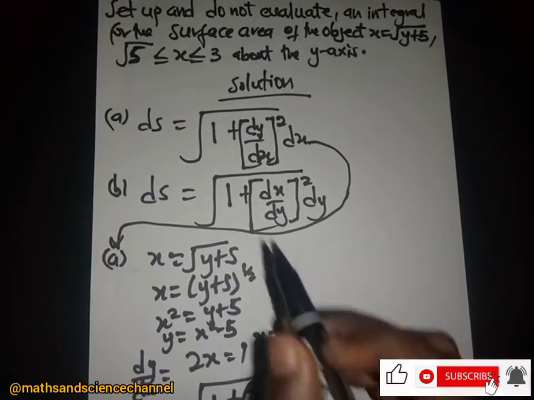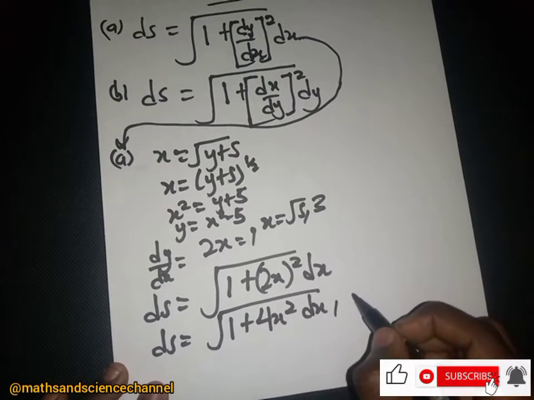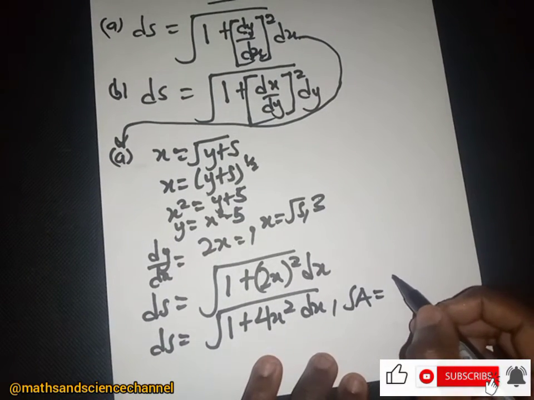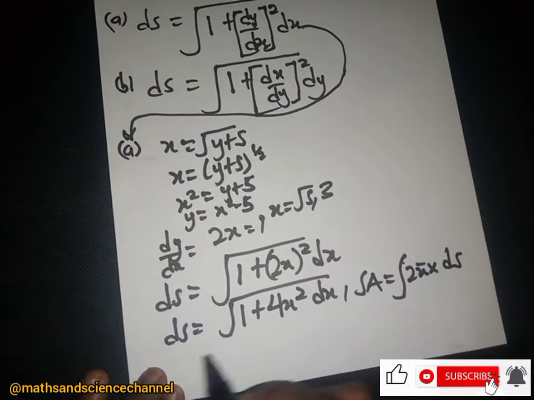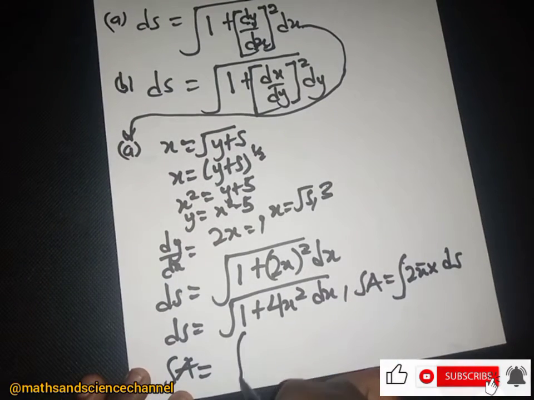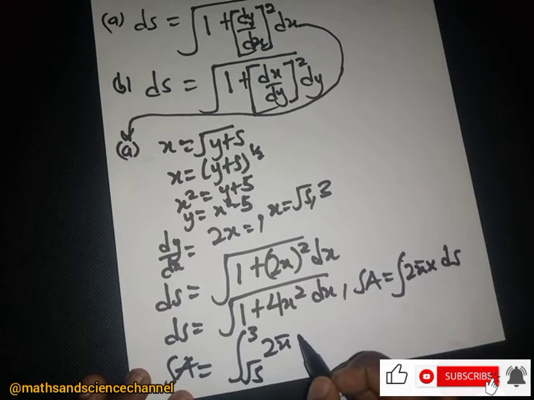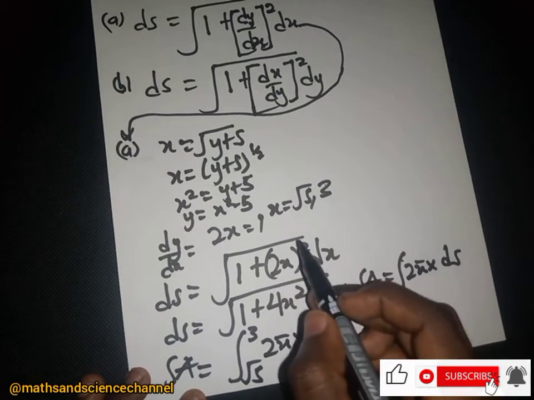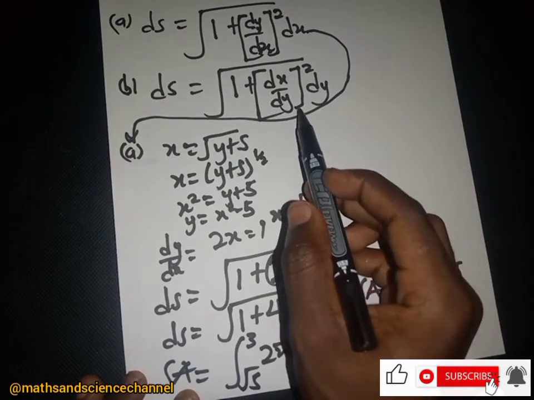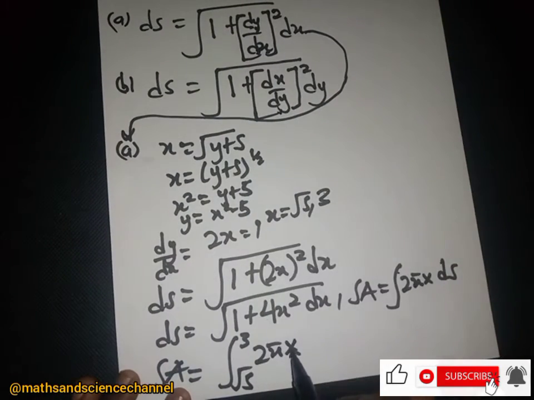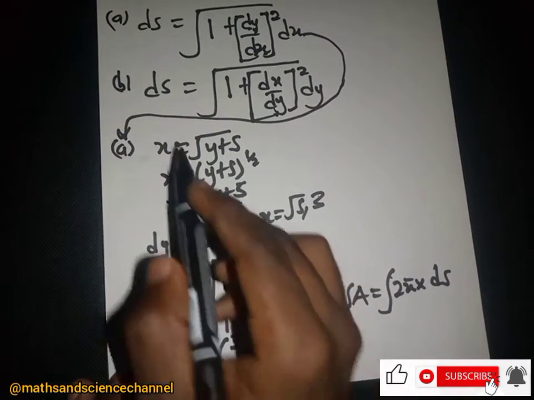Now the question says we should find the surface area. We have to calculate the surface area. So the surface area is equal to the integral of 2 pi x, then also the ds we have over here. So substitute that into it, then we have the integral from root 5 to 3 of 2 pi, then we have x here. We are differentiating with respect to x, that is why we are leaving the x. If it were to be x and we are differentiating with respect to y, as in the case of b, then we just have to change the ds value. So we'll look at that in the second section, when solving b.